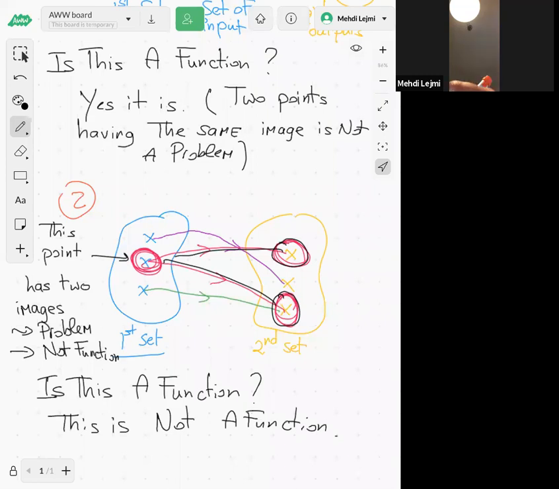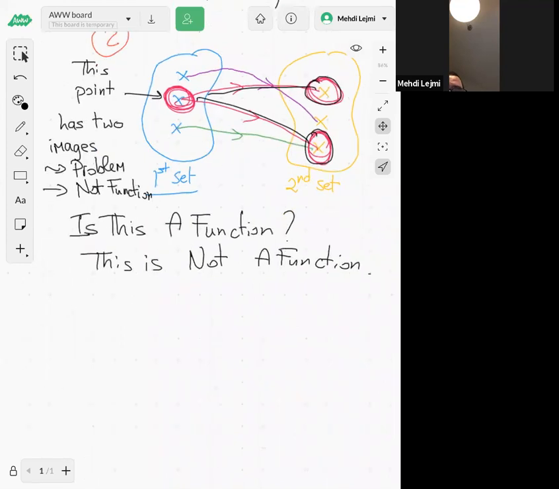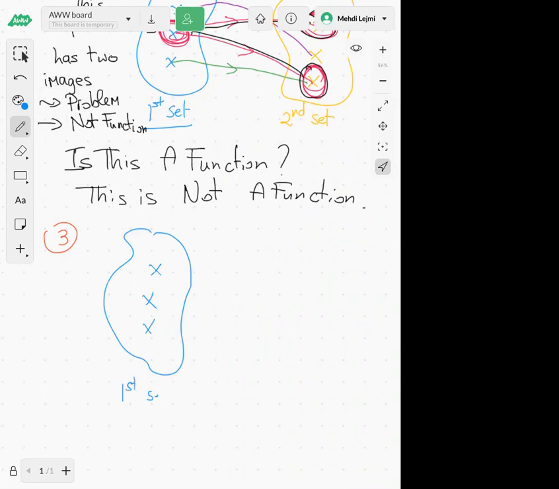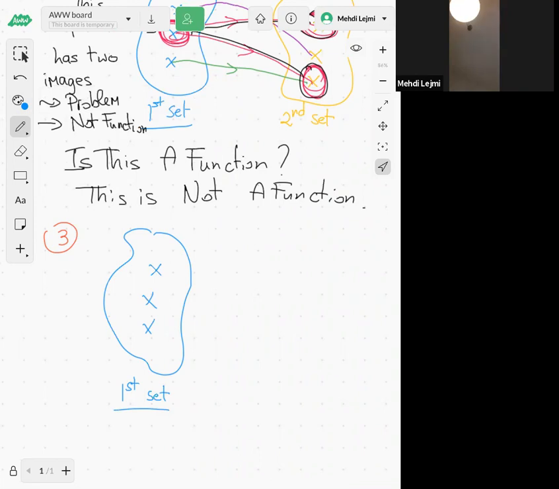So let me finish with a third example, guys, and then I'm going to give you an exercise. I'm going to give you a couple of correspondences, and then you have to say whether it's a function or not, okay? So let me give you a third, slightly different example, again with 3 points here. Again, this is the first set. So you see, guys, here it's really important to distinguish between the first and the second set, the set of inputs and the set of outputs, right?